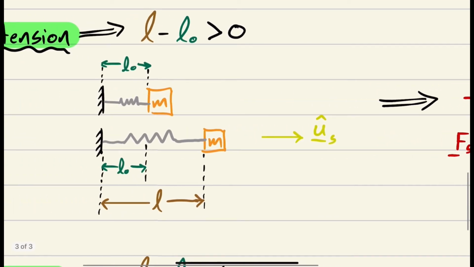Which makes sense. I mean, just think about your own experience with a spring. If you extend a spring, it wants to pull your hands back together. So the force is going in that direction.